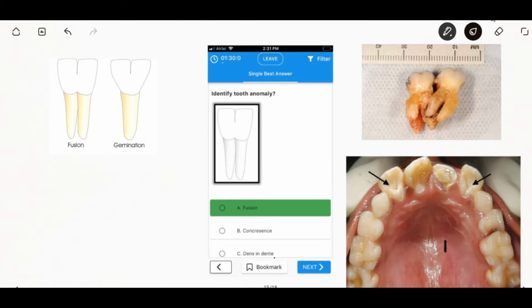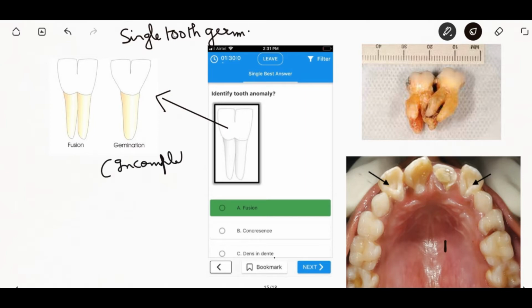The anomaly here we can see is germination. So what is germination? Germination is an anomaly which arises from an attempt at division of a single tooth germ by an invagination, with resultant incomplete formation of two teeth. So in germination, what we would say is a tooth that is separated from the crown portion. The structure here is usually one with two completely or incompletely separated crowns.